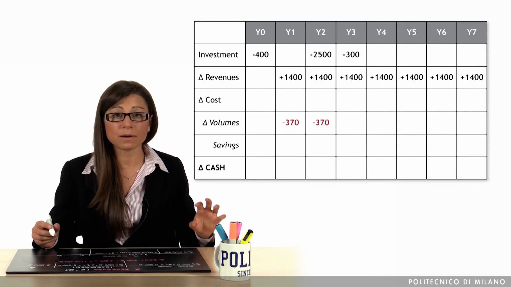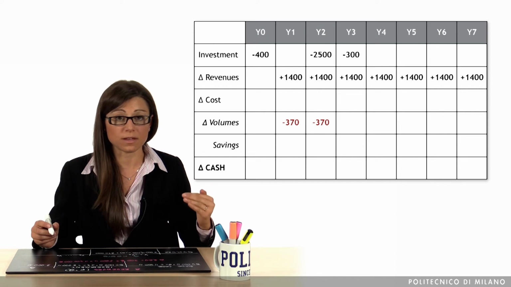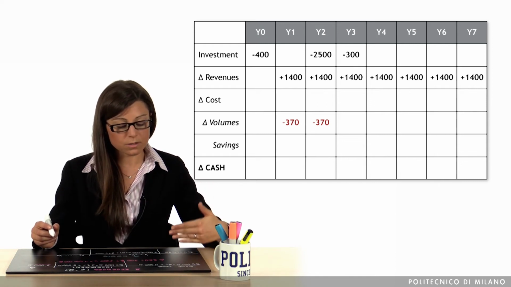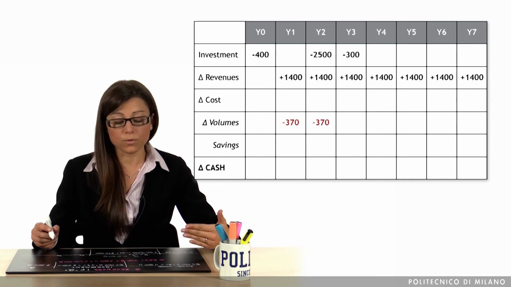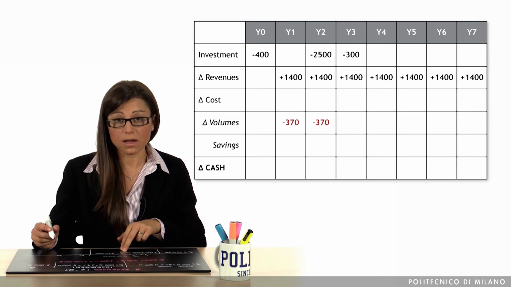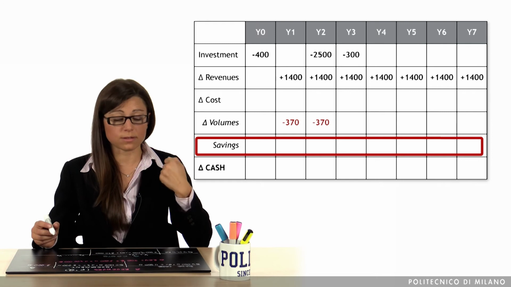So basically the impact on the cash of this data is a minus because it represents a cash outflow. This is what happens with respect to the additional volume. But of course, given that the company saves 15 euros every unit that is realized, we need also to take into account the savings with respect to the existing production.